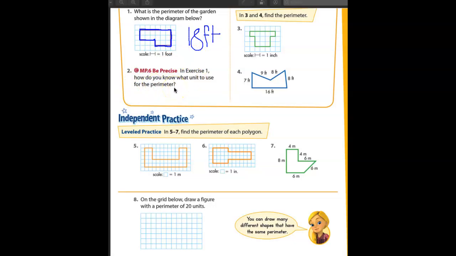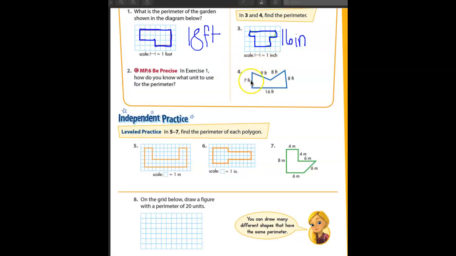In exercise 1, how do you know what unit to use for perimeter? I know that it's feet because it says right here that the scale, each little line, will be equal to 1 foot. Over here it says find the perimeter. So I'm going to count 1, 2, 3, 4, 5, 6, 7, 8, 9, 10, 11, 12, 13, 14, 15, 16. So this one is 16. And here you see that it's inches, that each little line is going to be equal to 1 inch in the real world.